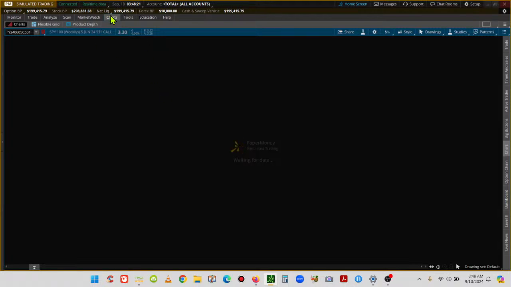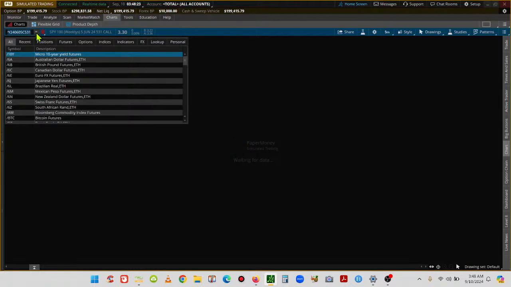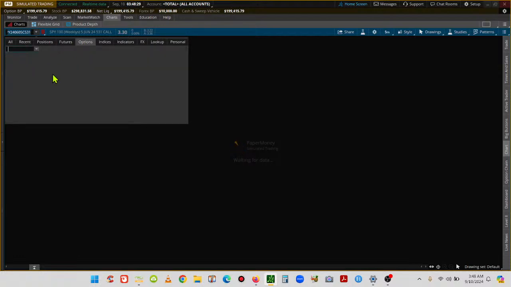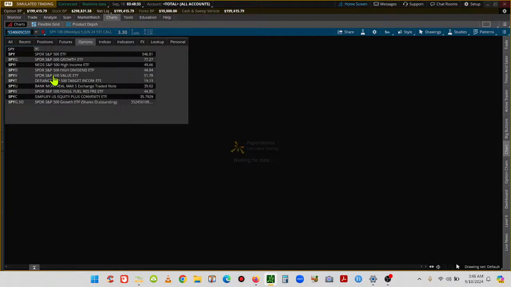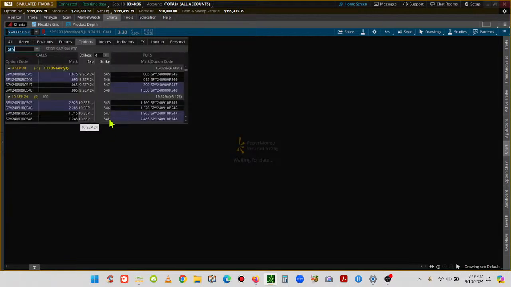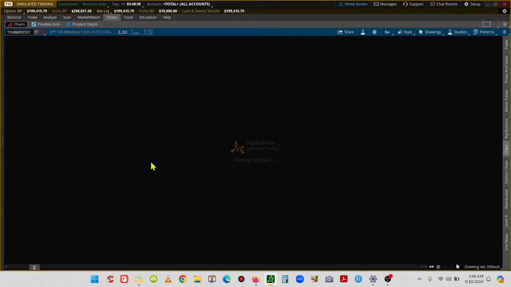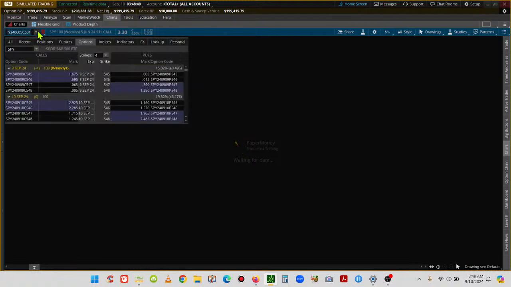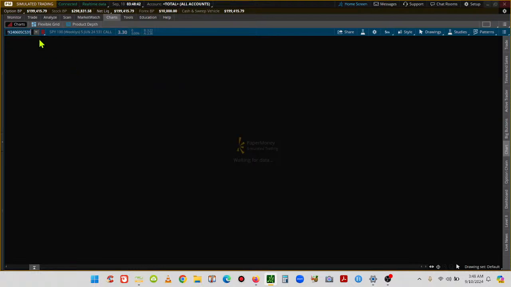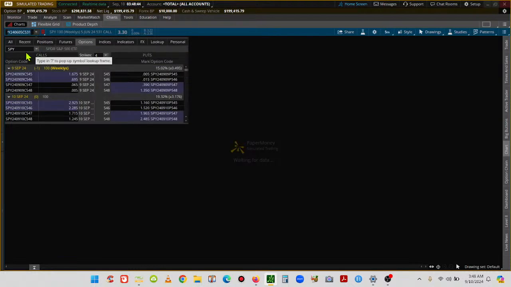When you click on charts, here's where you could put in a symbol. Now, if you want an option symbol, then you click on option, and then you put in which options you want to find, SPY. And then it will show the options. It will pick up from where I left off, because you notice I didn't have to put it in again. It's already pre-filled because that's the last thing I put in.